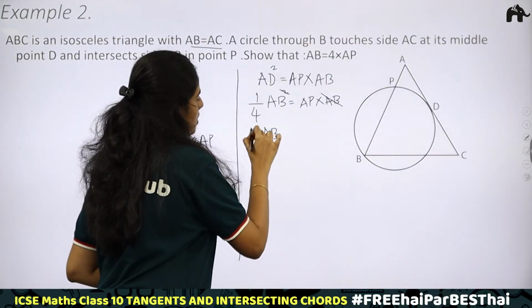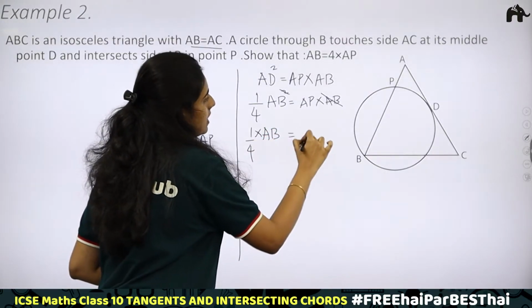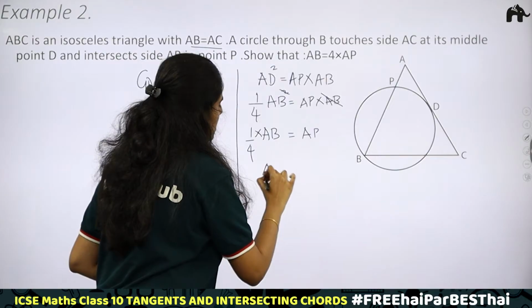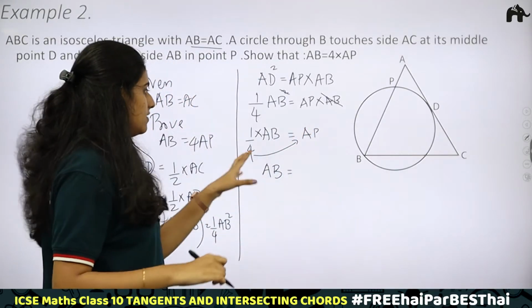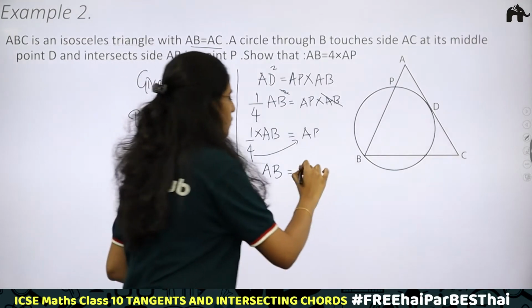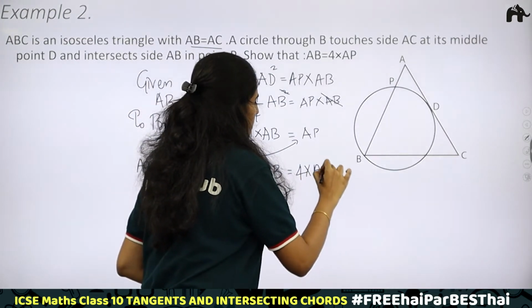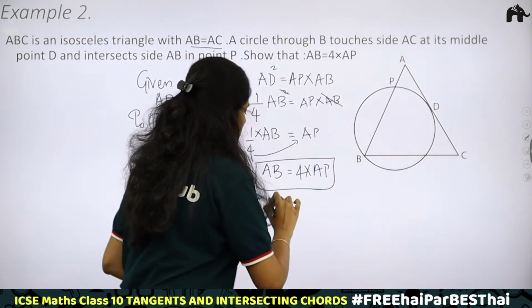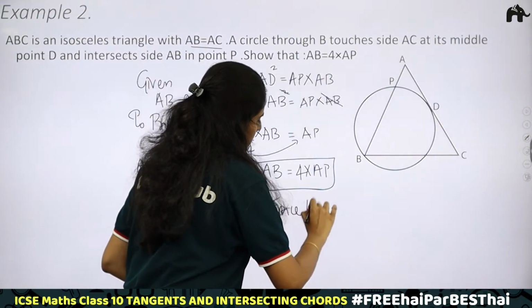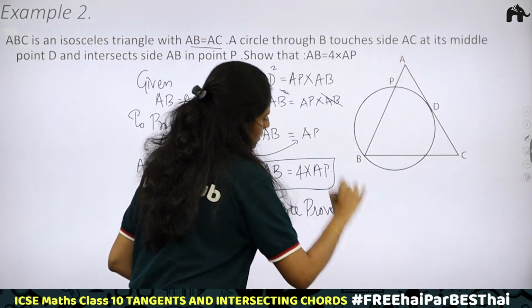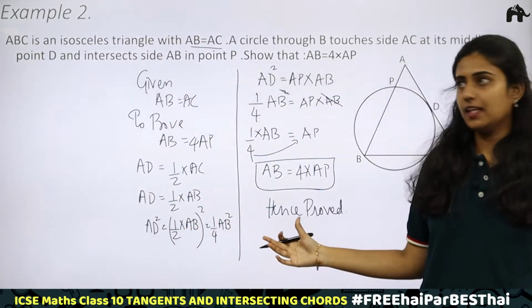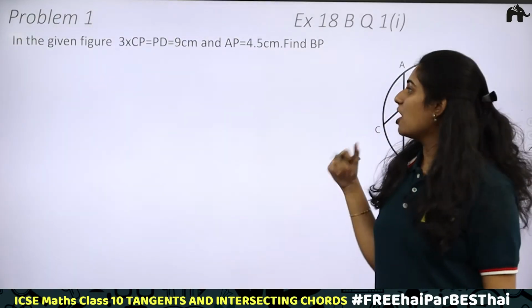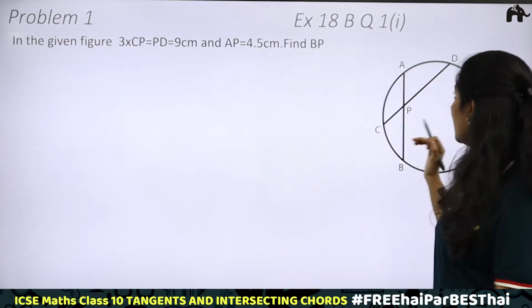AB into 1 by 4 is equal to AP, which means AB is equal to, taking this 4 to the opposite side, here it is division, it becomes multiplication, 4 into AP. So this is the required proof. Hence proved. Okay, we are using the theorem to do this. Clear? Let us now solve some problems from exercise 18B.